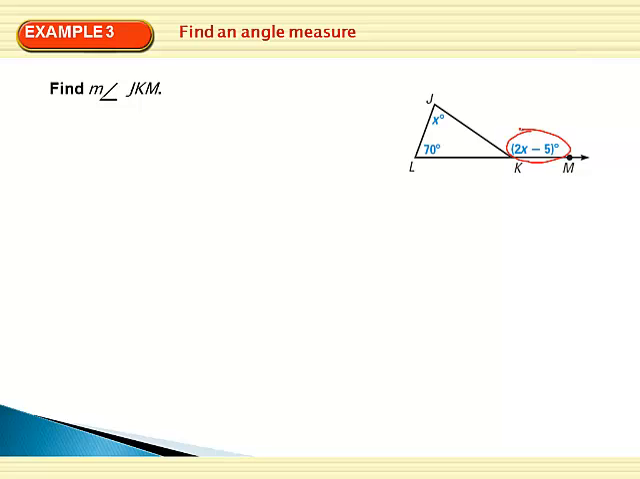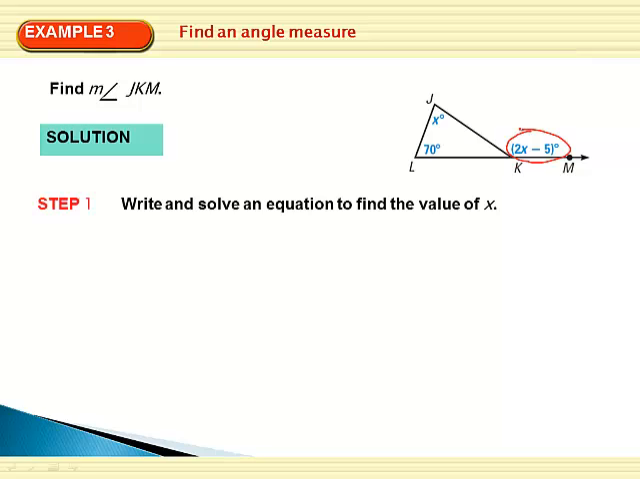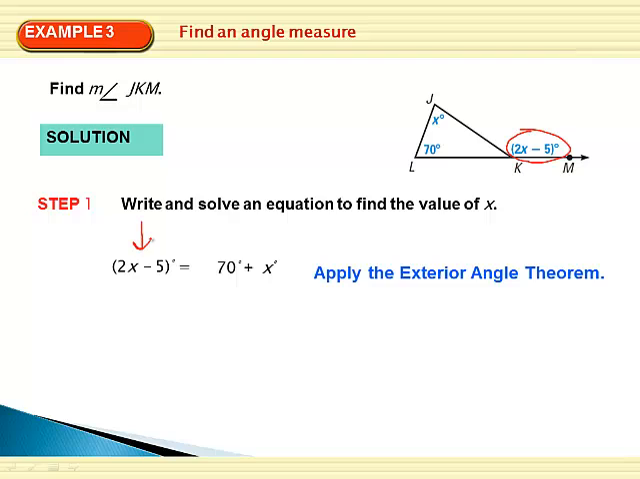So if you use the exterior angle theorem and set up, we have to write and solve the equation to find the value of x. Use the exterior angle theorem. And that basically states that 2x minus 5, your exterior angle here, is going to equal the sum of the two non-adjacent interior angles. Once you do this, now it's just a matter of solving algebraically. Subtract x on both sides, add 5 to both sides, and you get x is equal to 75. Not 75 degrees, but 75. Once you find this, you know that x is equal to 75.